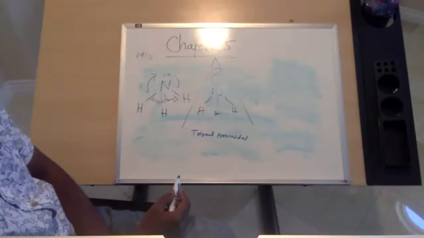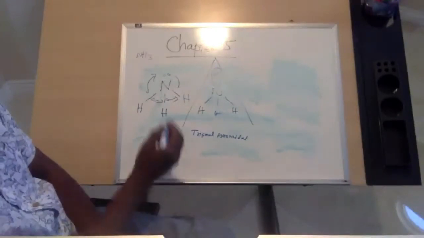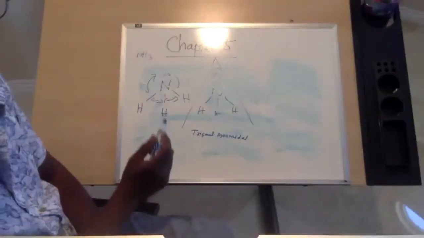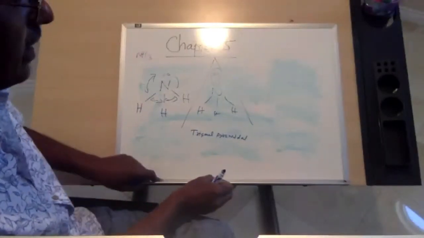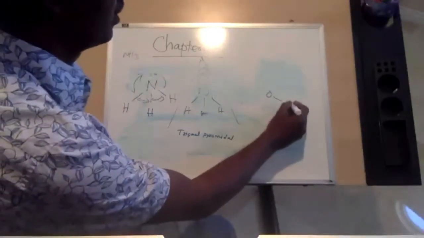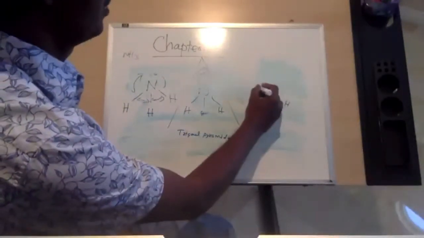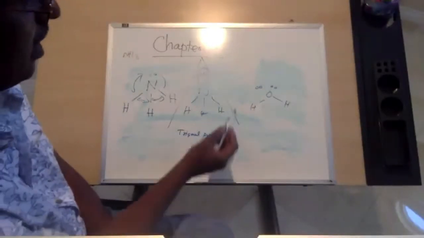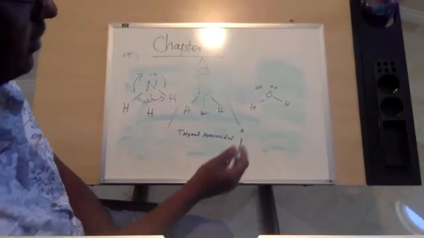So this is the molecular geometry of ammonia, where the central atom has a lone pair of electrons. Okay, that's one example. And the second example is the water molecule, where the oxygen atom has two lone pairs of electrons. Okay, so now how does this work out? You see the same thing.